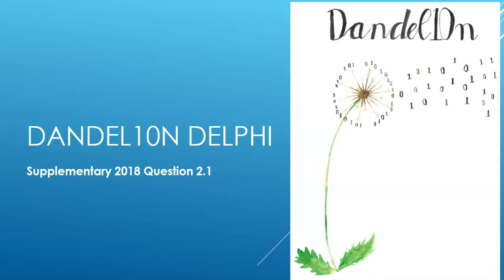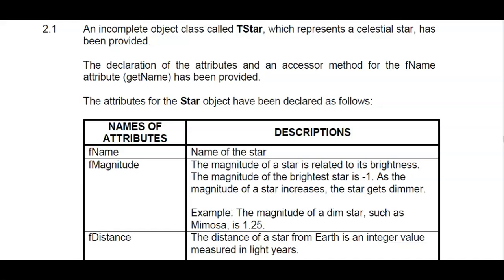Today we're going to look at the OOP question of the Supplementary of 2018, completing the object class. That would be question 2.1. So before we start, we always have a look at what is given in question, in this case 2.1, but in your exam it will be question 3.1, your OOP question.